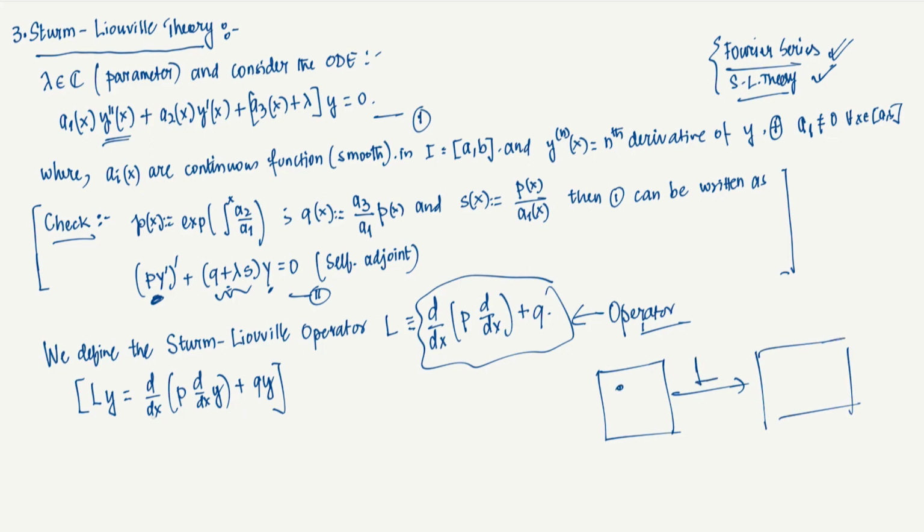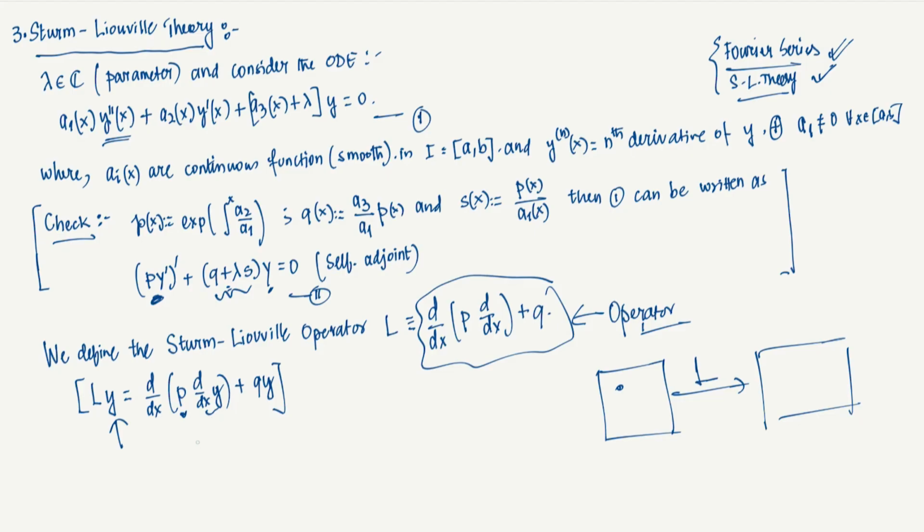Okay, so basically let's say y is a function, and what sort of function can y be? See, y has to be at least twice differentiable. If y is twice differentiable, d/dx of y makes sense, and then that will be once differentiable. And let's say p is smooth, so the whole thing is smooth, and then you can talk about the derivative of that smooth map.